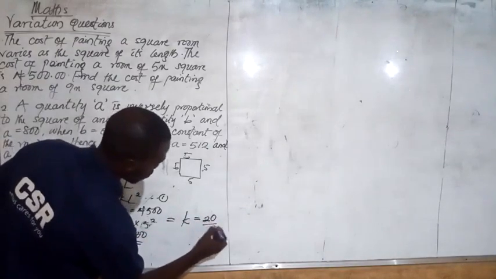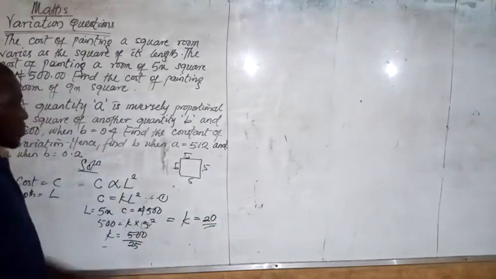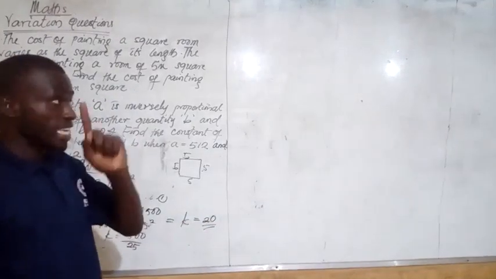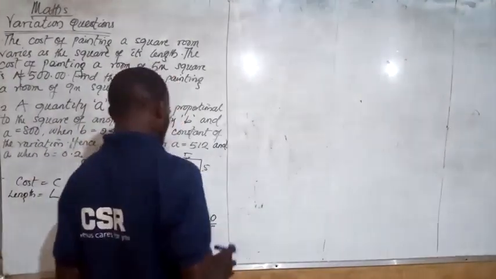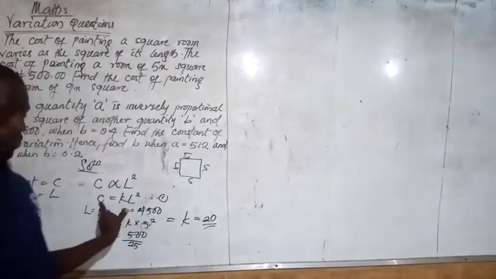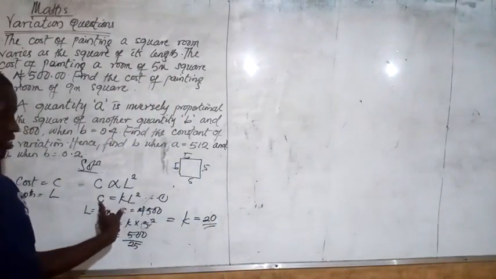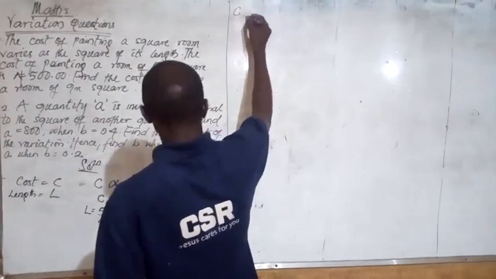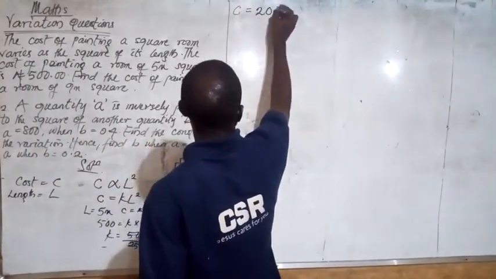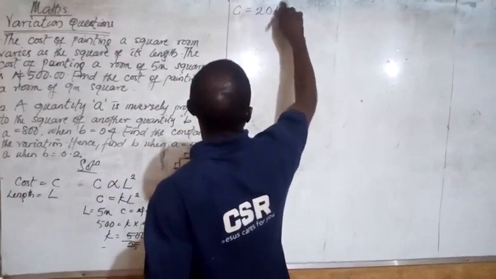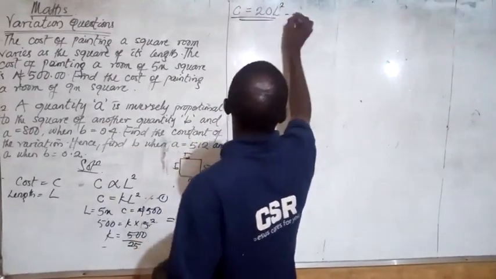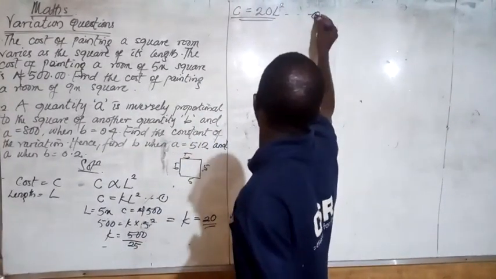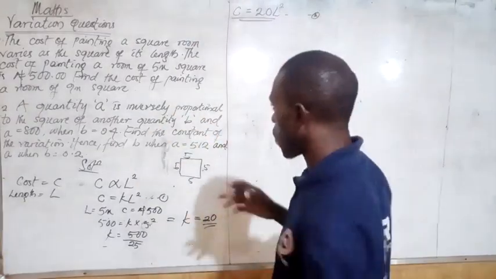Remember that after getting your K, the next thing that you must do before you do any other thing is rewrite this equation in the right format, such that your constant must appear. So you have C will now be equal to 20 L squared. This is the actual relationship connecting C and L, cost and length.